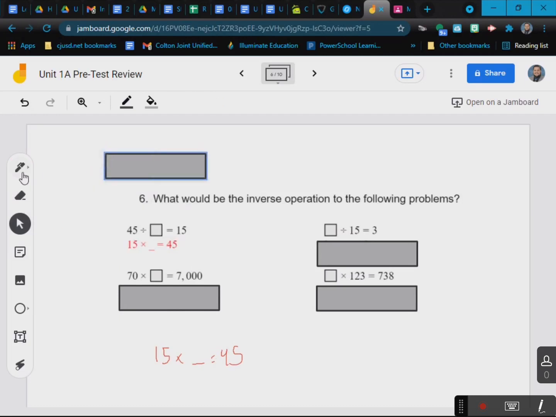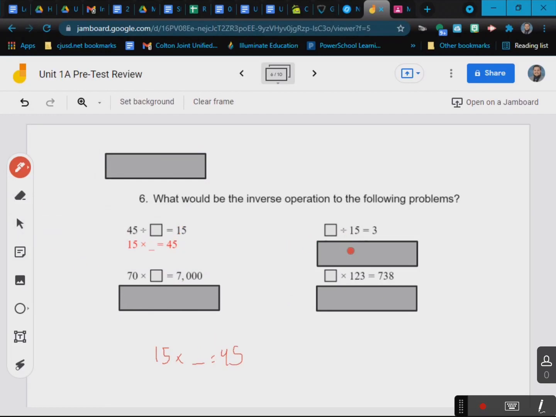Well, the opposite of division is multiplication. Since this is what you're dividing it by, that's going to be your answer when you multiply. And it's 15 times whatever makes it 45. Okay, don't have to solve it. But if you're curious, the answer is 3.